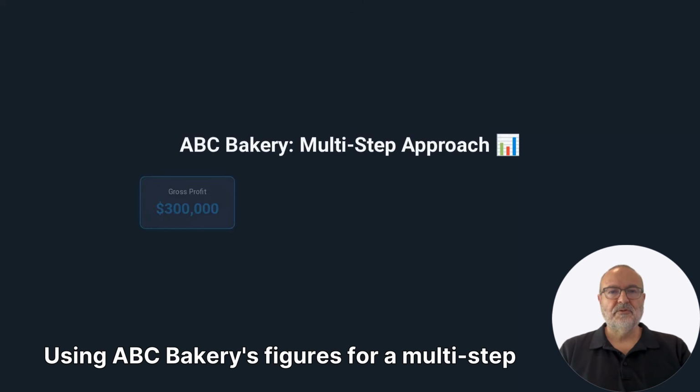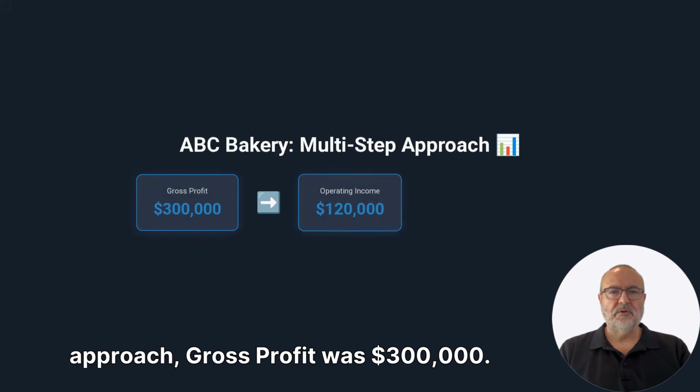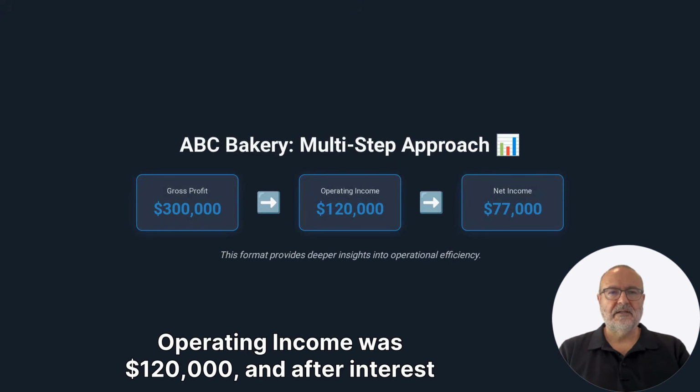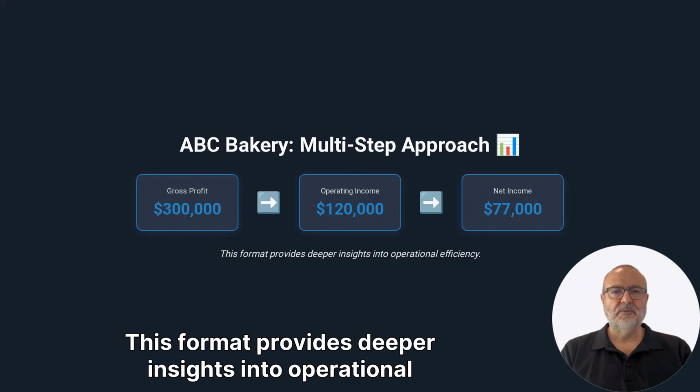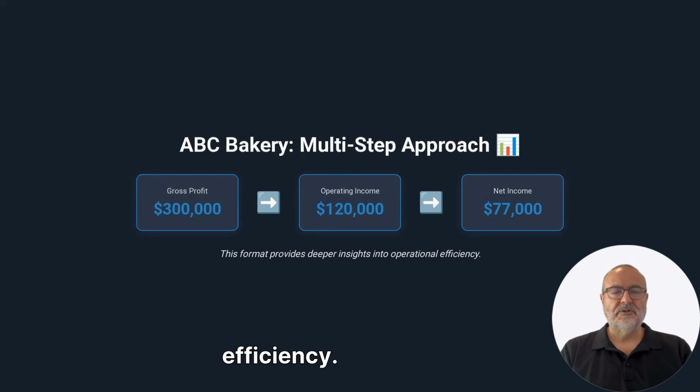Using ABC Bakery's figures for a multi-step approach, gross profit was $300,000, operating income was $120,000, and after interest and taxes, net income remained $77,000. This format provides deeper insights into operational efficiency.